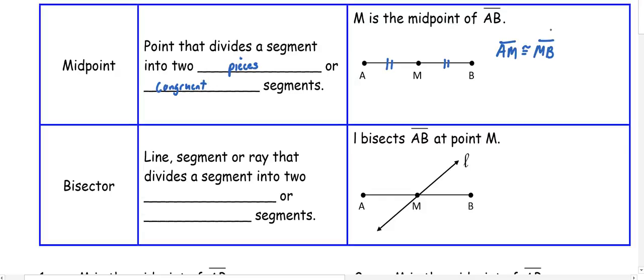A bisector does the same thing. A bisector is a line, segment, or ray that bisects a segment into two pieces, or congruent segments. So if line L bisects AB at point M, again, we have two congruent pieces, so AM is congruent to MB.